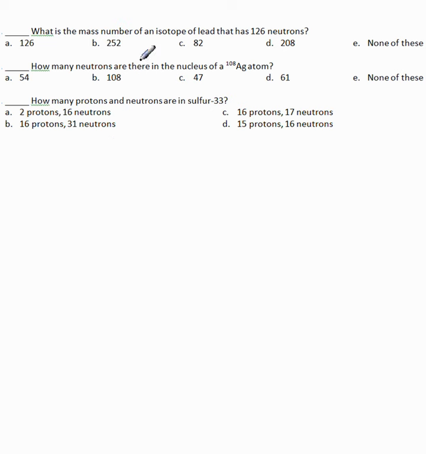It says, what is the mass number of an isotope of lead? As soon as I see the element, the first thing I'm going to do is go to the periodic table and verify the number of protons. I realize that lead has 82 protons. They're asking me for mass number, which means that C can't be my answer. Once I have my number of protons and I verify it, I know that the mass number is protons plus neutrons, so 82 plus 126 is going to give me a 208 value right there.